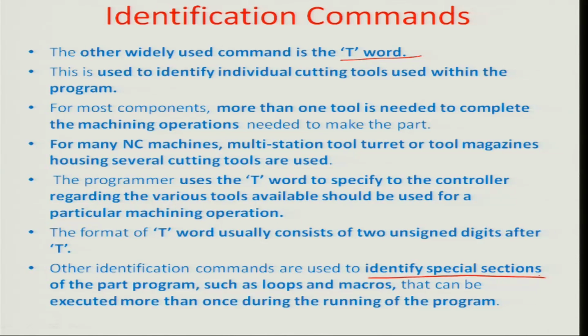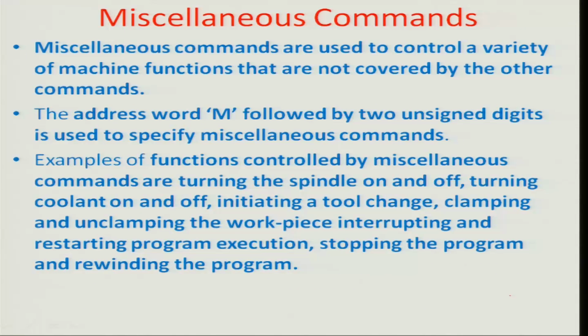In the same manner, you have described the tool selection process, and the other identification commands are used to identify special sections of the part program, such as loops and macros, that can be executed more than once during the running of the program. So we then come to the last available type of command, which is the miscellaneous command. It's normally used to control a variety of machine functions that are not covered by the other commands done so far, like preparatory commands, axis commands, feed speed commands, the identification command, and so on and so forth.